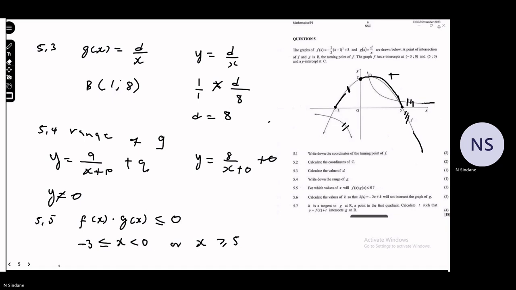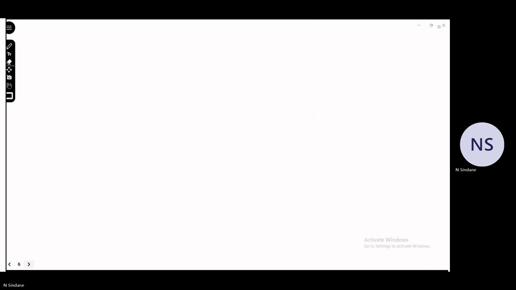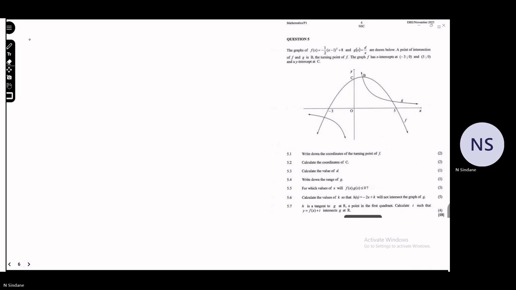Let's move to the next question, 5.6. Okay, 5.6. What are they looking for? Calculate the value of k so that h of x, negative 2x plus k, will not intersect the graph of g. Okay, we're looking for k so that h of x is equals to negative 2x plus k will not intersect, will not touch the graph of g, right? So we want to know that point. Firstly, we'll say h of x should be equals to g of x, right? That is the first point.